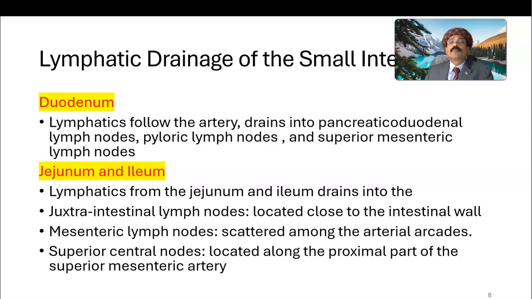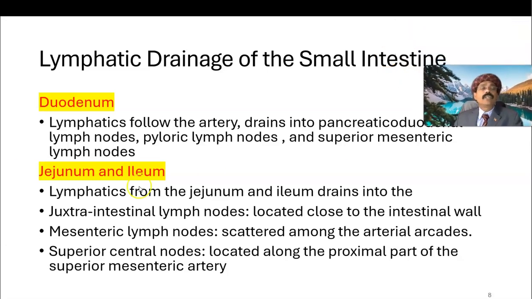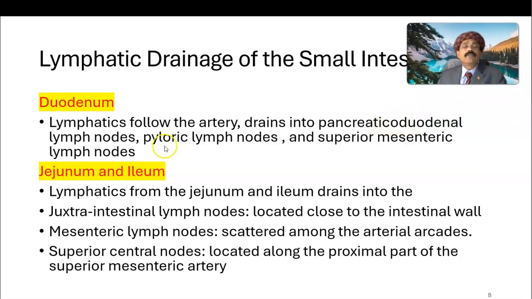Okay, lymphatic drainage of the small intestine. For the duodenum, lymphatics follow the arteries and drain into pancreaticoduodenal lymph nodes, pyloric lymph nodes, and superior mesenteric lymph nodes.